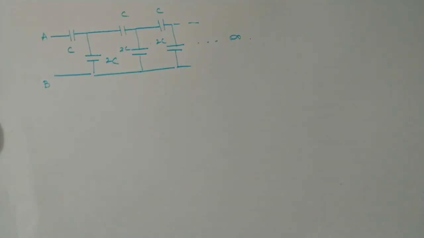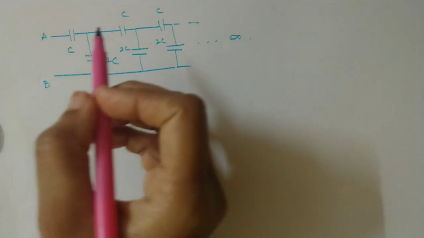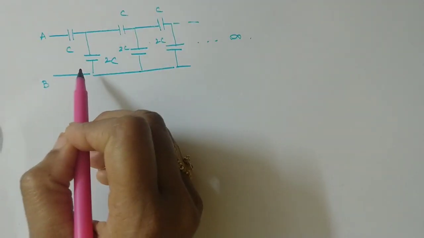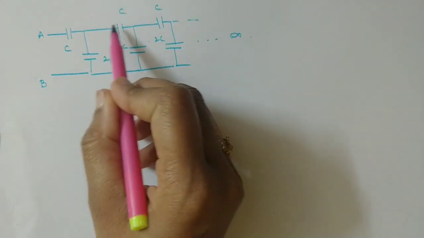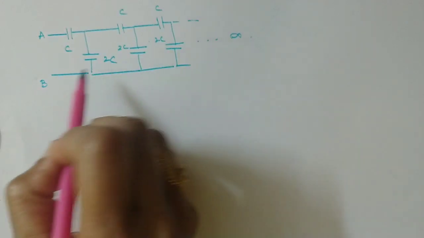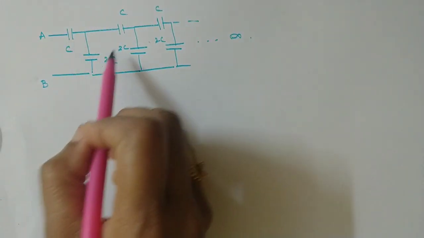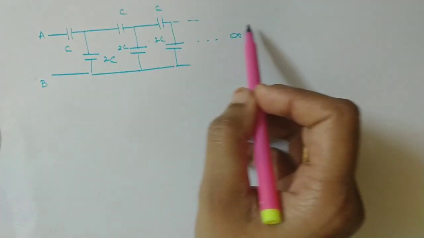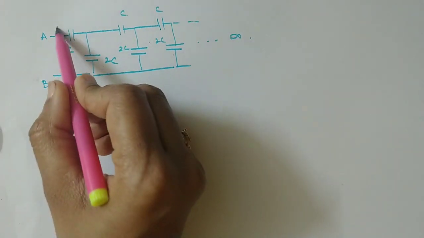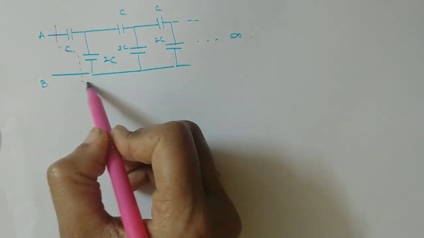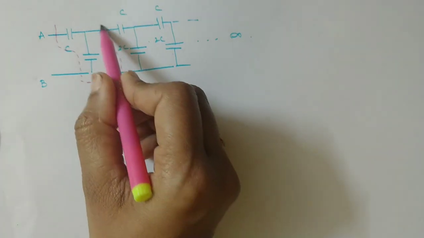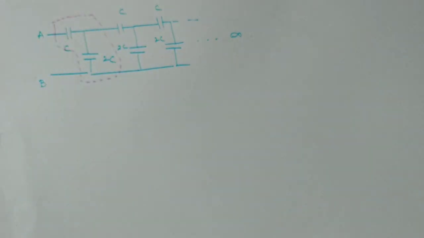Now let us see how to solve the questions related to infinite series. When you are solving questions of infinite series, the first step is to identify the branch which is continuously repeating. In this arrangement, you can see C, 2C, C, 2C and C, 2C, and it's going up to infinity. Which is the branch which is continuously repeating? This branch, a combination of C and 2C, is continuously repeating.